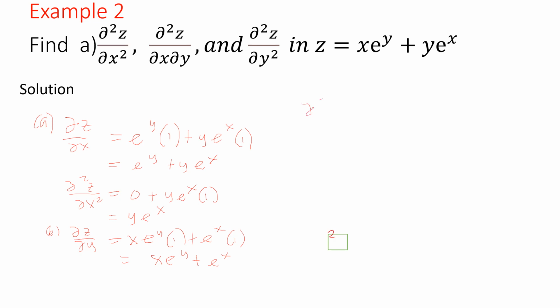second partial derivative of g with respect to y and x equals e to the power y times 1 plus e to the power x times 1, equals e to the power y plus e to the power x.